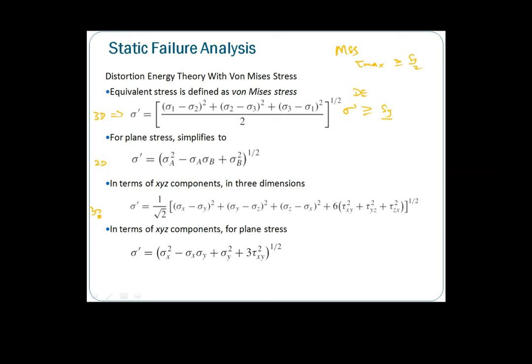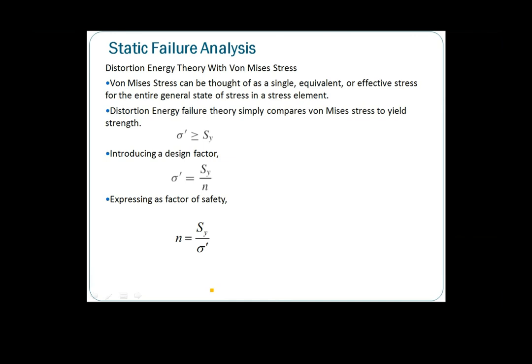This is in 3D, if you are using XYZ components, and then this is in 2D. So this distortion energy failure basically simply compares your von Mises stress, or equivalent stress, to the yield strength. That's it. If you incorporate the factor of safety, then N equals Sy over the equivalent stress. So it's very direct.